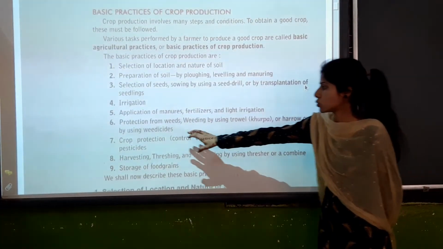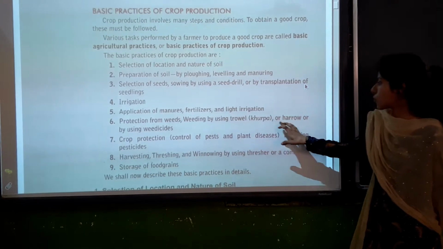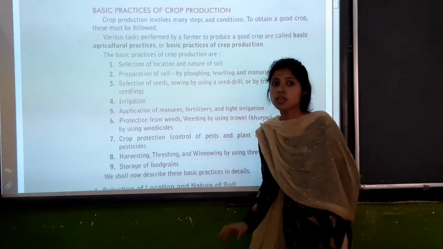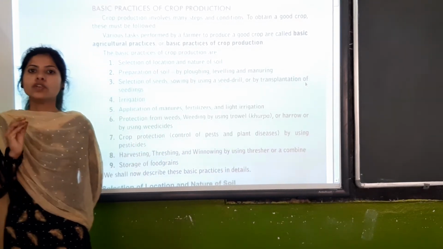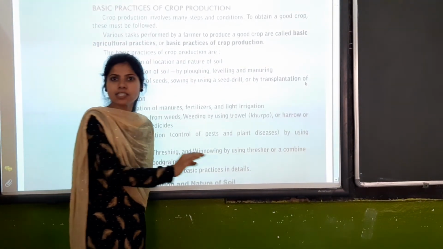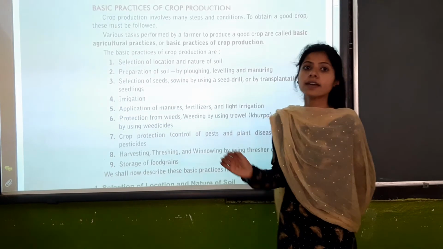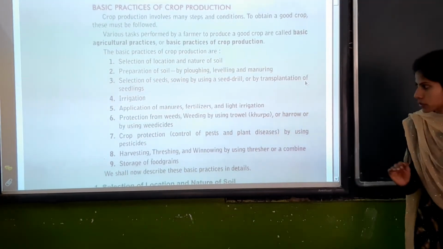After that, application of manures, fertilizers and light irrigations. We have to decide which type of fertilizers and which type of manures we have to use. Now talking about the sixth one, protection from weeds, weeding by using trowel, khurpa, harrow, or by using weedicides. Weeds are what? Weeds are the unwanted small plants which should be removed from the agriculture field for better agriculture, for better production.